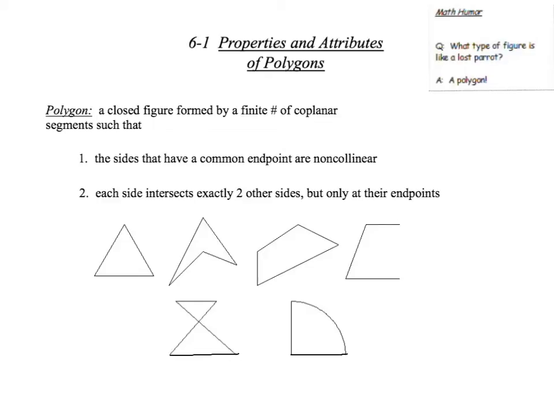But before we get started, hey, Ms. Kupasek, what type of figure is like a lost parrot? A polygon. Why is that? Because it's gone. Polygon. Polygon. Poly.